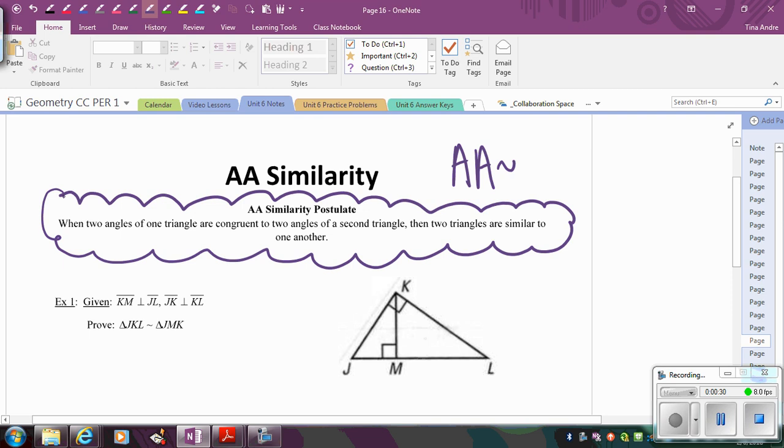So you don't have to show the third angles, because all three angles in a triangle add up to 180, and if two sets are congruent, then the thirds have to be congruent as well, since they all add up to 180. So instead of saying AAA, we can just say angle-angle. We only have to prove two pairs of corresponding congruent angles, and then the triangles are similar.